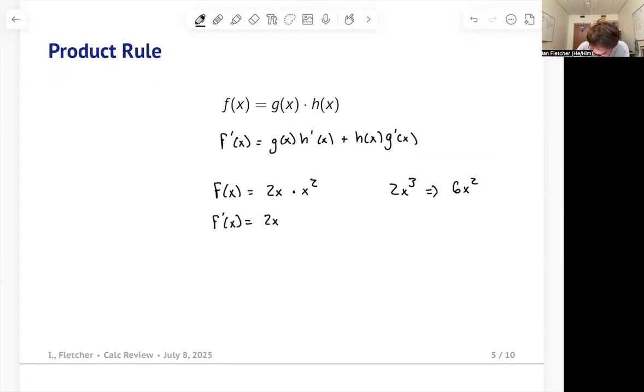We can take 2x times 2x plus x squared times 2, and so this becomes 4x squared plus 2x squared, or 6x squared, like we said before.